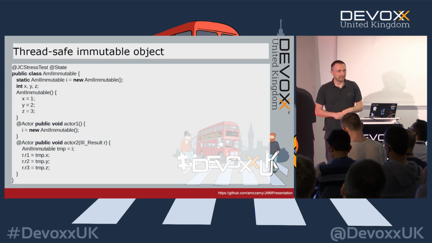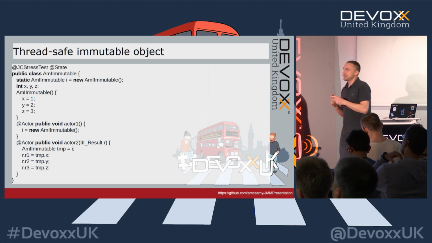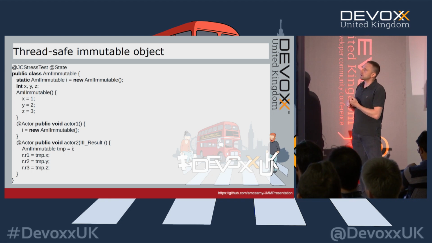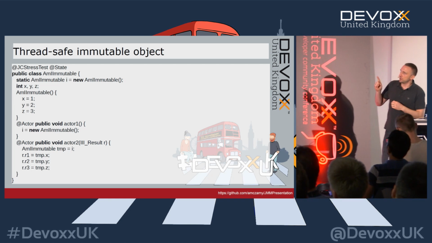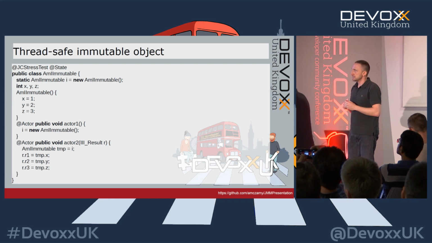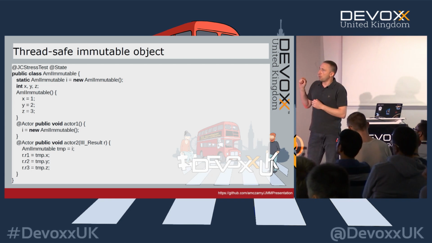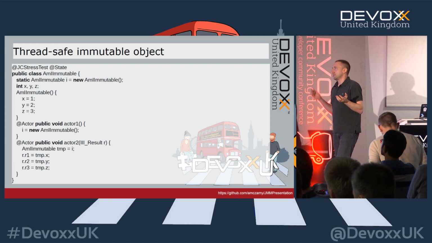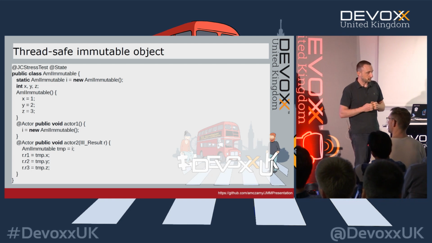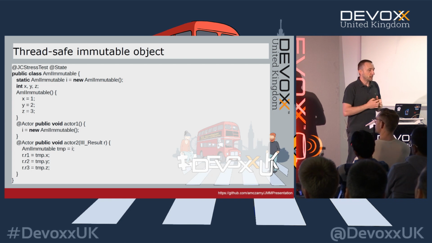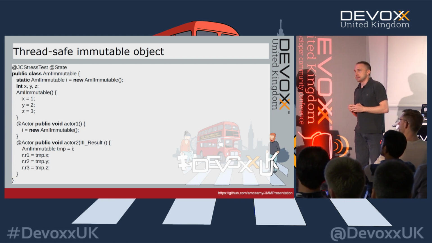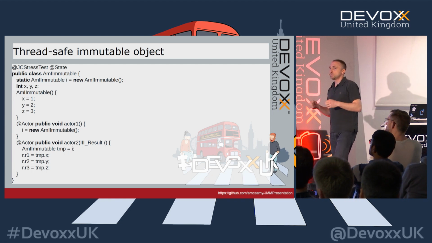All right. So I mentioned earlier, we need to have final on our fields, and there is a freeze action at the end of the constructor. Let's try to test that. In that case, we don't have final, and we are creating a static immutable object, so we are sharing the reference between multiple threads. One actor is just creating the immutable object, and the second actor is just reading the values x, y, z. If everything is fine, we should have only 1, 2, 3. If we have any zeros, it means that the second thread has access to a not fully constructed object.